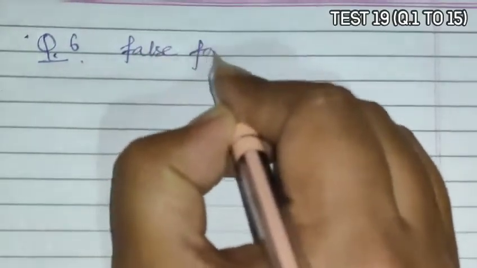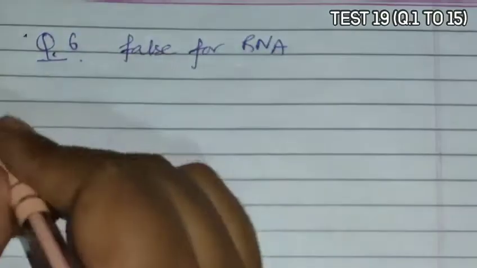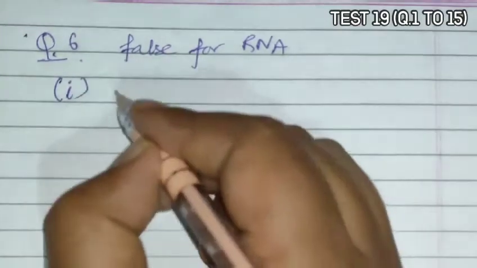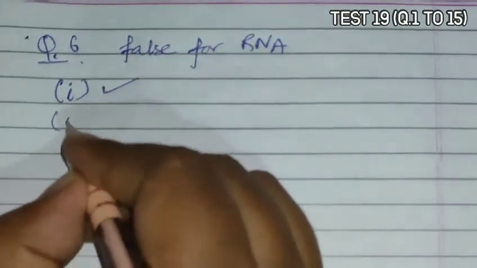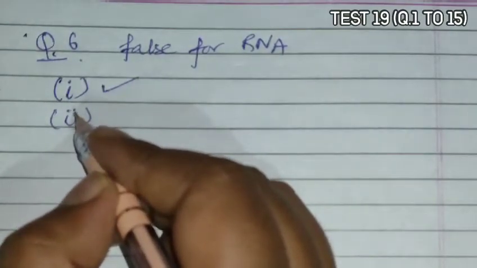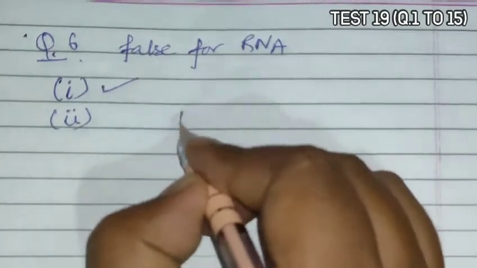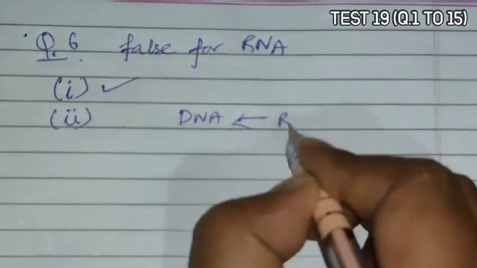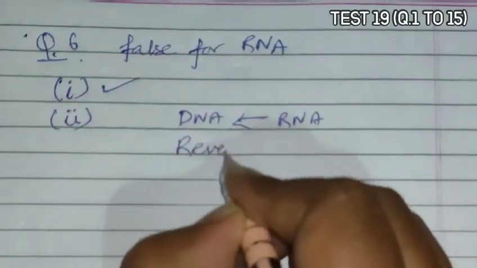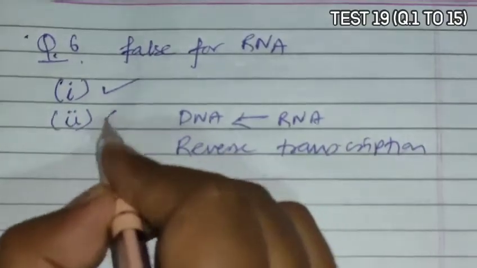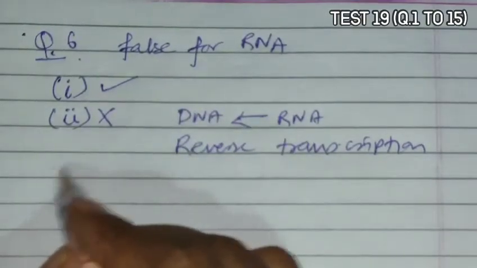Question 6 asks which of the following is false for RNA? Option 1 is given as RNA can directly code for synthesis of protein. So yes, RNA directly codes for protein. Second is given as it is a very common process to synthesize DNA from RNA. DNA from RNA is known as reverse transcription, and reverse transcription is not common as it is found in few viruses only which have RNA as a genetic material.